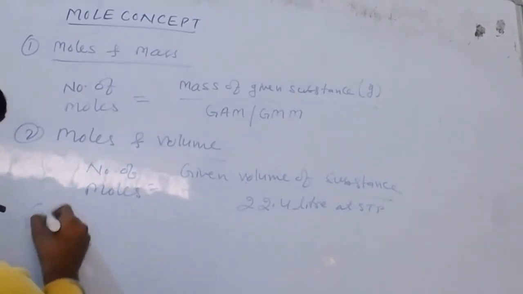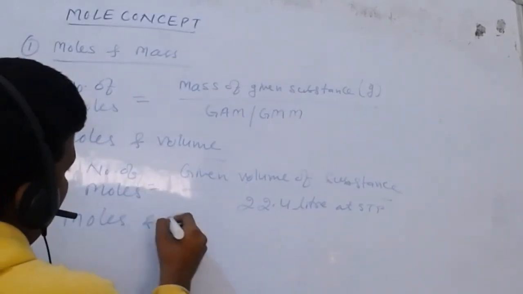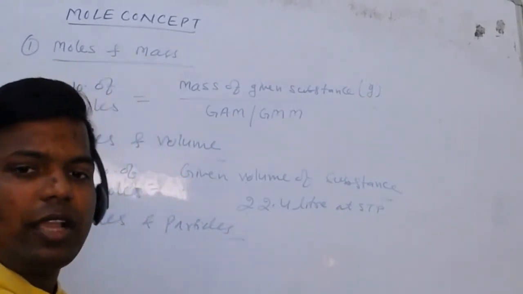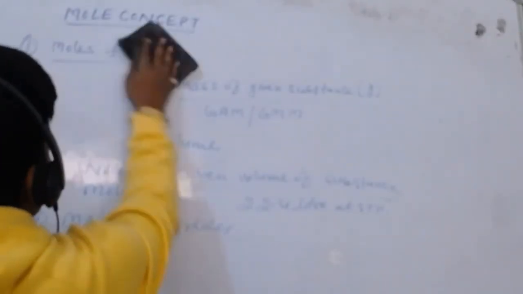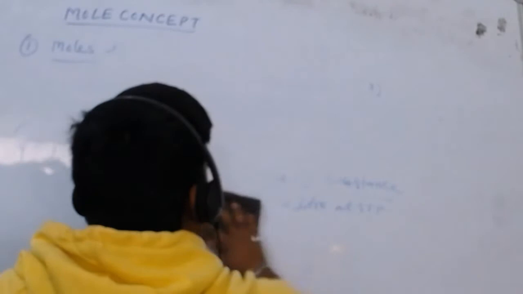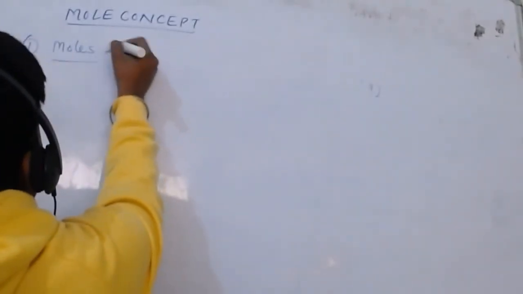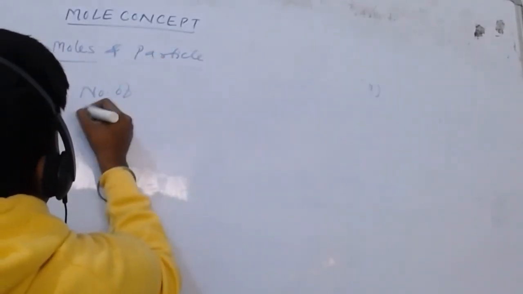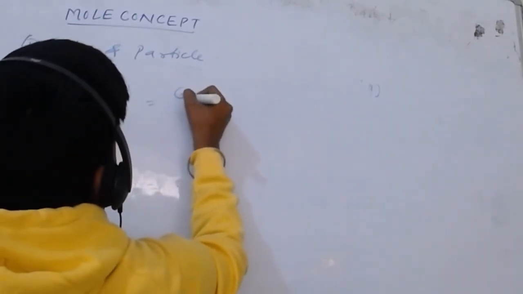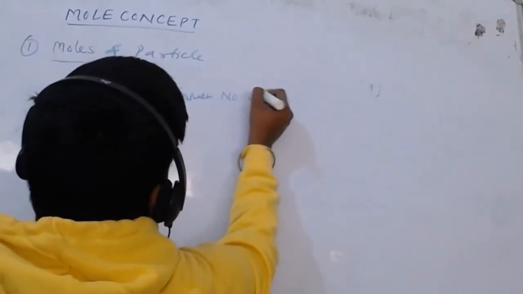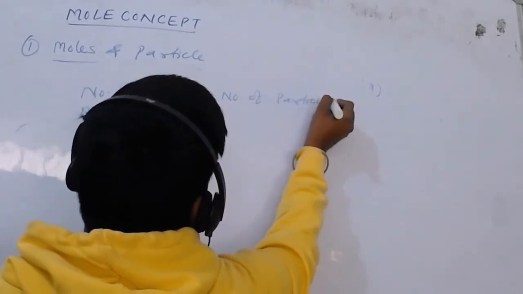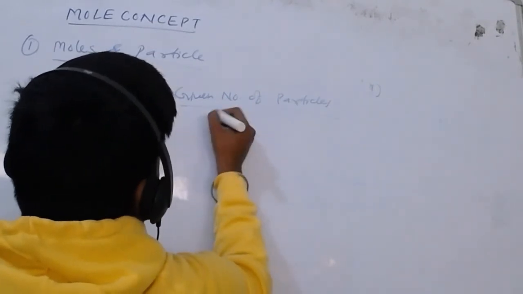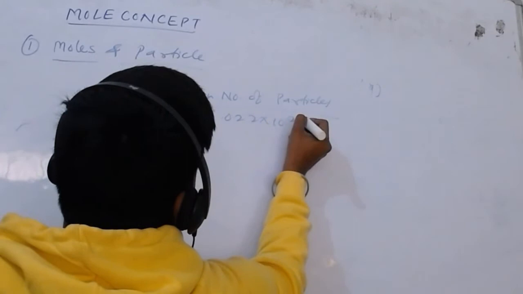And the third one is moles and particles. Here particles can be atoms, molecules, or ions. So the third relation is moles and particles. Similarly, number of moles is equal to the given number of particles divided by 6.022 into 10 to the power 23.